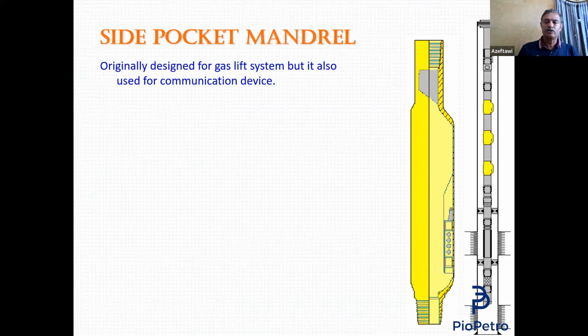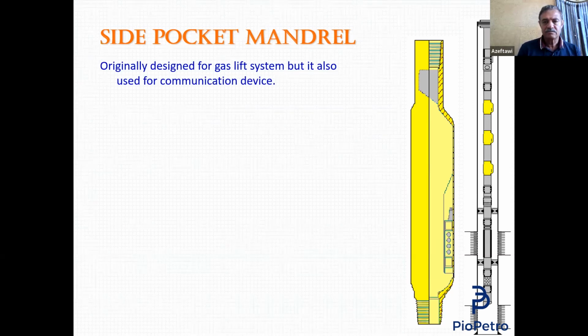By the time we need artificial lift, we run our wireline to run a device called a kick-over tool that removes this dummy valve and puts in a gas lift valve, to start using this device as a gas lift device.